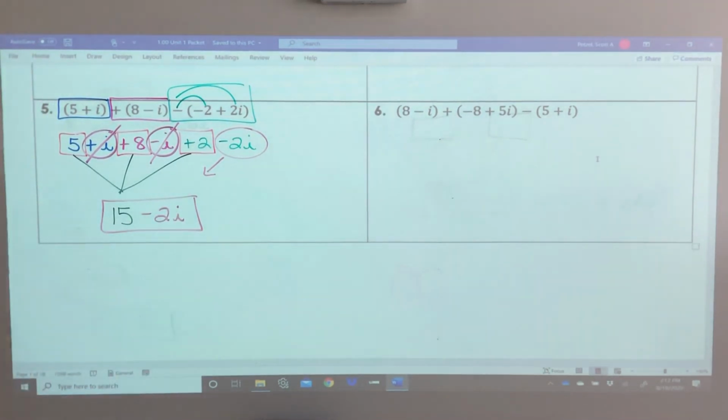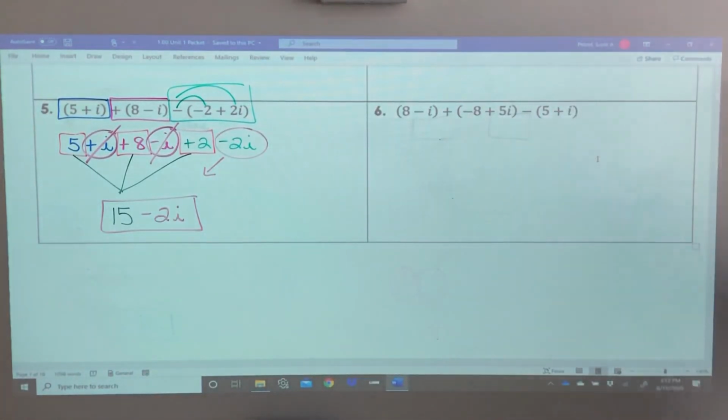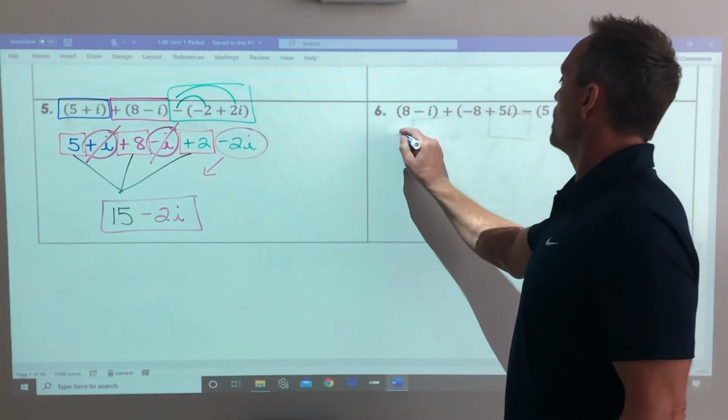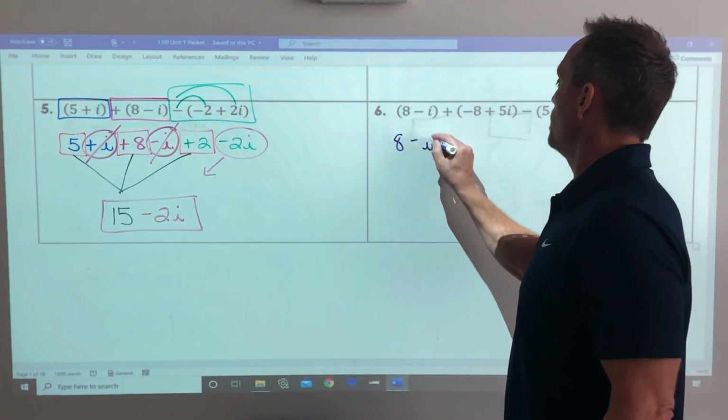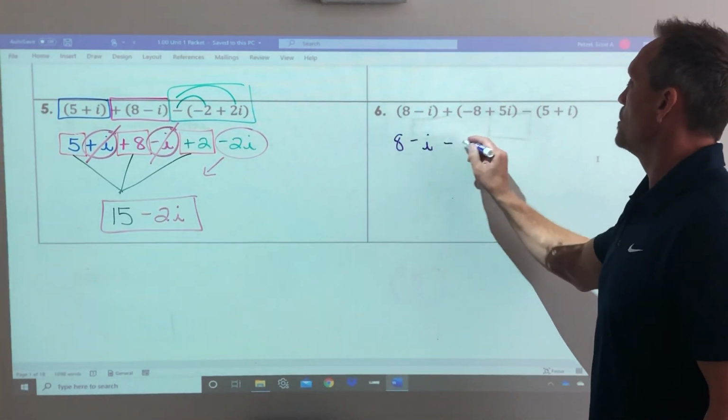I would not try to do all of that in one step. You don't have to do every little detail up here that I did, but it will help you to be consistent with what you're working for. Okay? Last one, again, positive out front, so this simply just comes down.